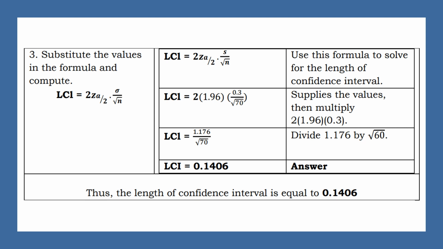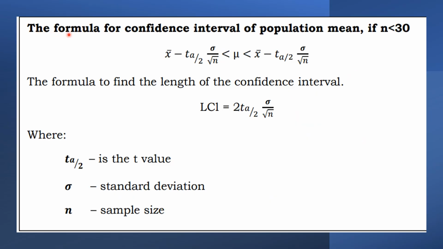Okay, next. Now let's talk about the formula for the confidence interval of a population mean if the sample size is less than 30. In this case, we are talking about the t values. This is now the formula. So sample mean minus t sub alpha over 2 times standard deviation all over square root of n. This is now the lower confidence limit. And this one on the right side is the upper confidence limit. So it must be plus. Okay? So this one here must be plus.